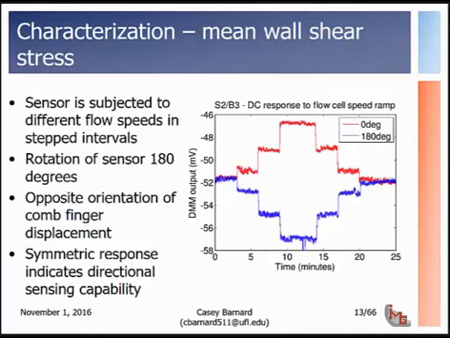Then if we take the sensor, rotate 180 degrees such that the relative flow is now headed in the opposite direction across the sensor, and repeat that test, what we end up seeing is basically almost a perfect mirror of that step response. So what that's letting us see is that the mean flow is represented as a change in the DC output, and that's from the demodulated carrier signal magnitude.